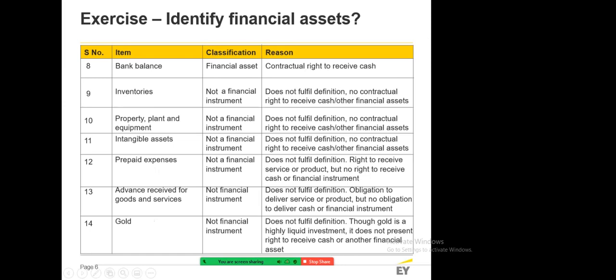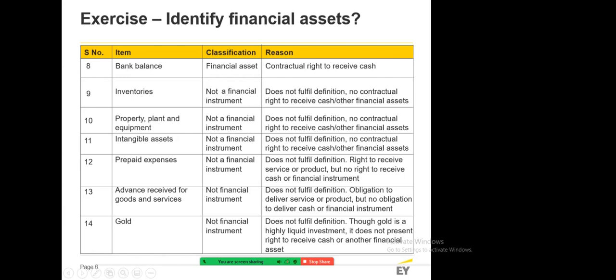Bank balance, financial asset. Inventories, not a financial instrument; it does not fulfill the definition, no contractual right to receive cash or other financial asset. PPE, not a financial instrument. Why? Because it does not fulfill the definition, no contractual right to receive cash or other financial asset. Intangible asset, not a financial instrument. Prepaid expense, not a financial instrument.